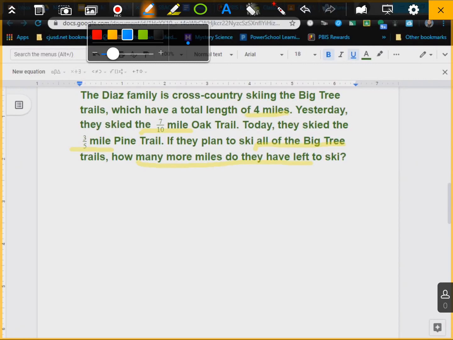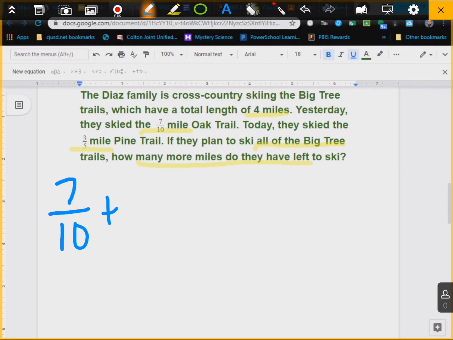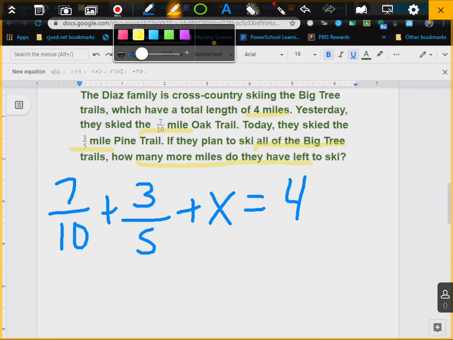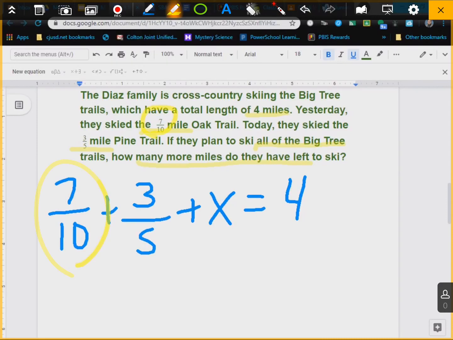So we know that the 7/10 plus the 3/5 plus x, because we don't know what the rest of it is, equals 4, right? It's going to be 4 miles. So this is the equation you need to have. I know, once again, what I have. I have 7/10 miles. I know that I have to add that to the 3/5 miles. And I have to add the unknown, how much more they have left, to find out the total, which is 4. Okay, they give you the total already.